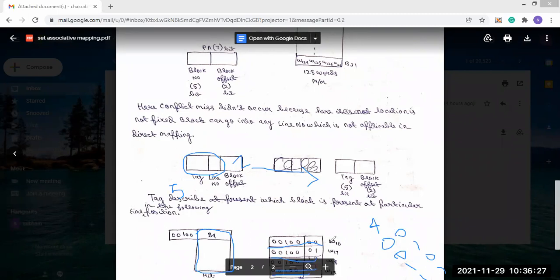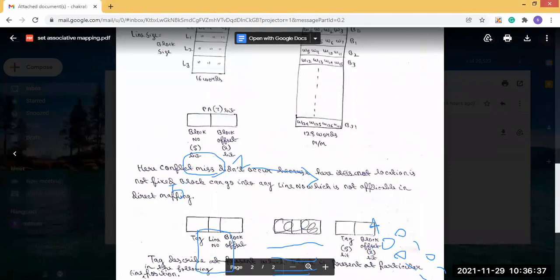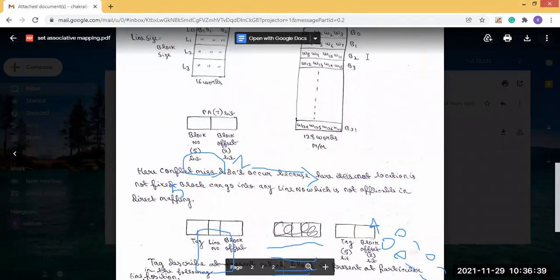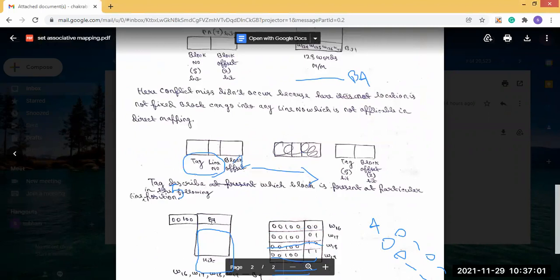So how many words will be here? Word number 16, 17, 18, and 19. In which block is this present? Word numbers 12, 13, 14, 15 are present in B3. So 16, 17, 18, 19 will be present in block number 4. This block number 4 can be present in any line.